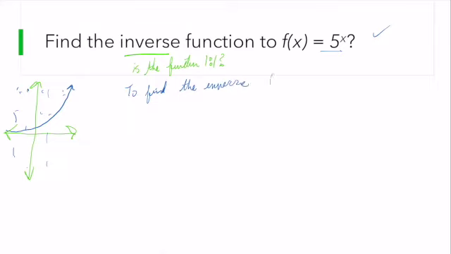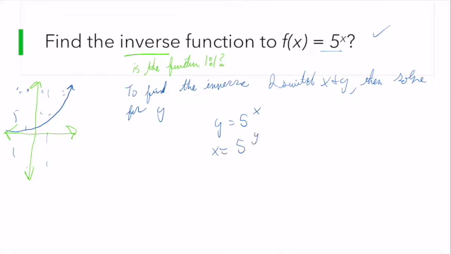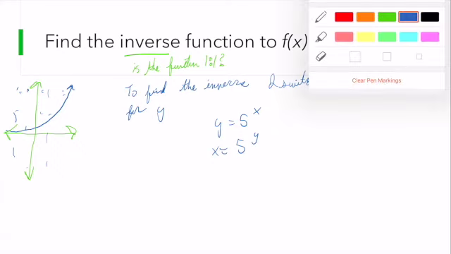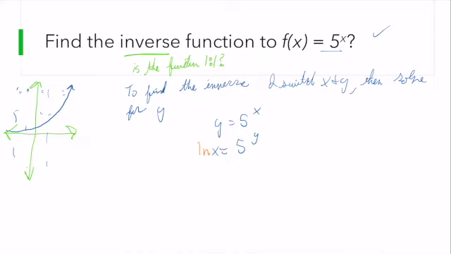I switch x and y, then solve for y. So I have y equals 5 to the x. Okay, now I'm going to switch this and have x equals 5 to the y. I need to get this exponent of y down. So the next thing I'm going to do is take the natural log of both sides. That means I have the natural log of x equals the natural log of 5 to the y.